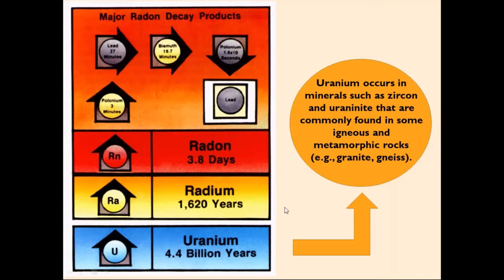So in your diagram it shows uranium, it says 4.4 billion years. That's the half-life of uranium, meaning every 4.4 billion years, half of the parent product uranium will decay to the daughter products, and each of the daughter products has a specific half-life of its own.